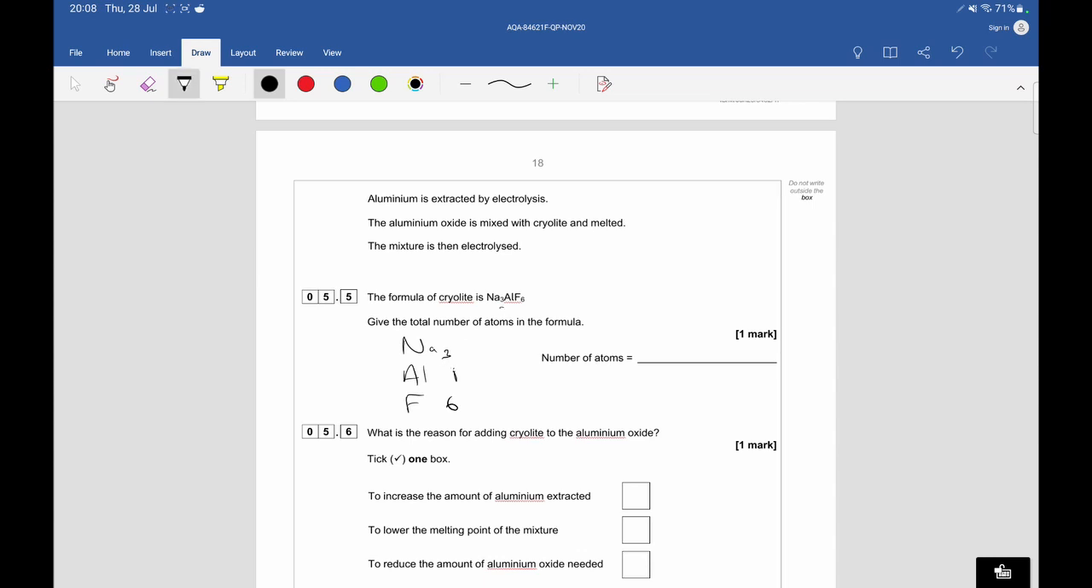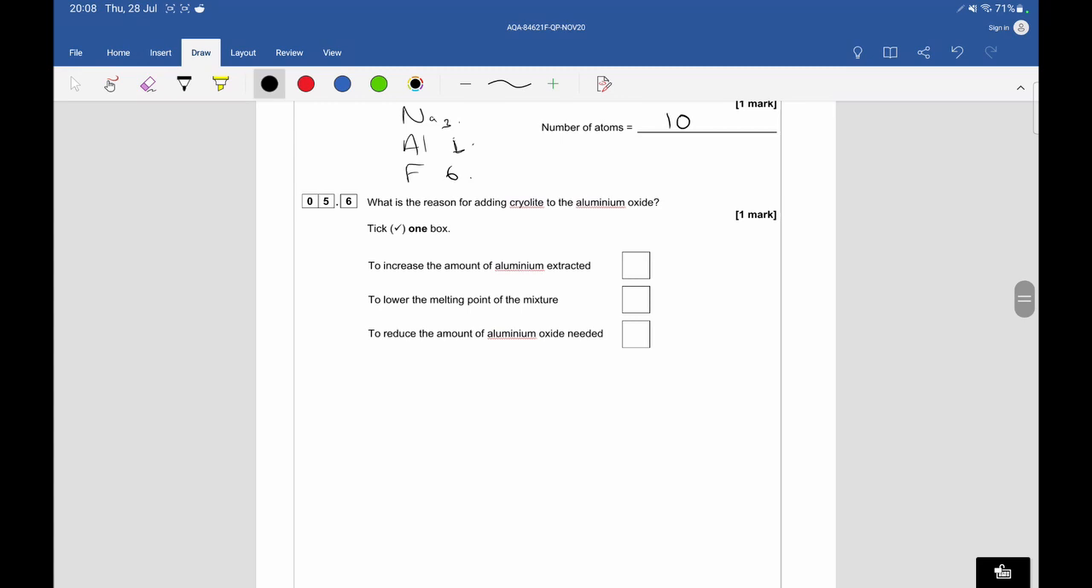I've got 3 sodiums because I've got a little 3 next to the Na. I've got 1 aluminium as there is no number next to the Al, and I've got 6 fluorines because there's a 6 next to the F. So I'll do 3 plus 1 plus 6, giving me a total of 10.